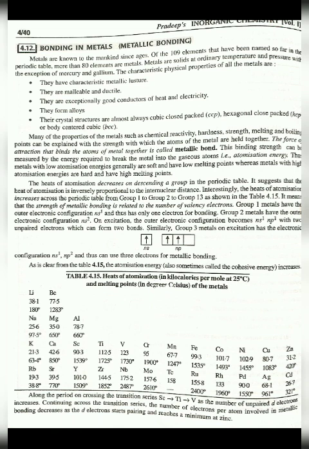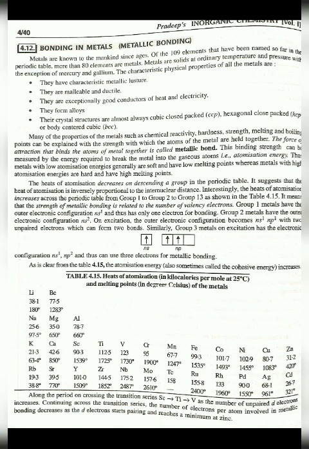The heat of atomization decreases on descending a group in the periodic table. It suggests that the heat of atomization is inversely proportional to internuclear distance. Interestingly, the heats of atomization increase across the periodic table from group 1 to group 2 to group 13, as shown in Table 4.15. It means that the strength of metallic bonding is related to the number of valence electrons.